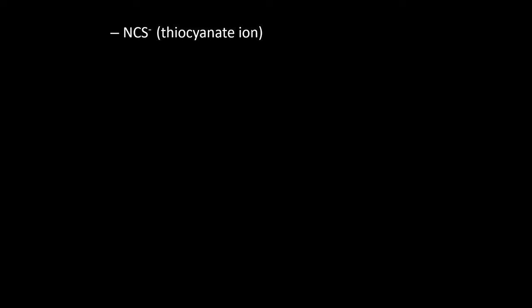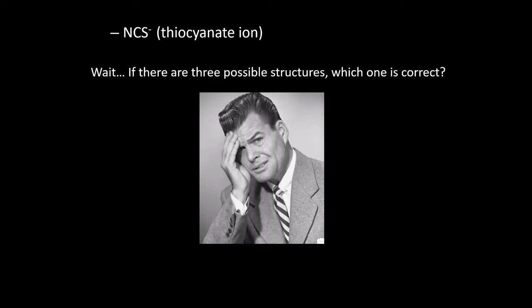So we have three different possible structures for thiocyanate that we discovered in the last video. And we discovered that one of them was better than the other two. One of them was not quite as good as that best one, but was still not terrible. And then one of them was really bad. So we had three different possible structures, some better than others. Which one of those is the correct structure?